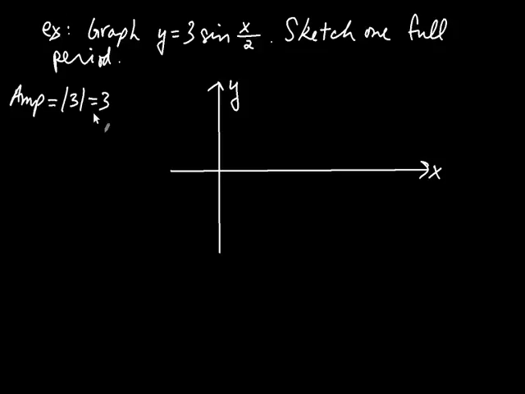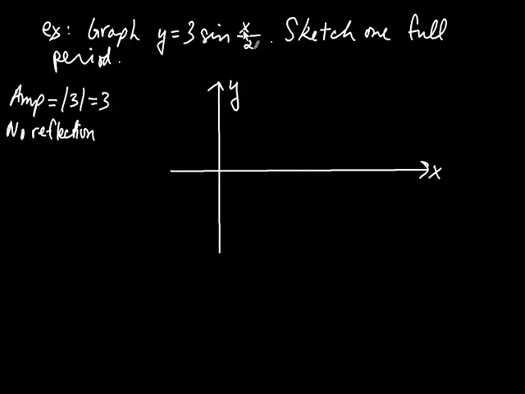Now there's no reflection because there's not a negative here. We'll see an example of that in a moment. Only when there's a negative here do you get a reflection across the x-axis. So let's write that down, that there's no reflection across the x-axis.